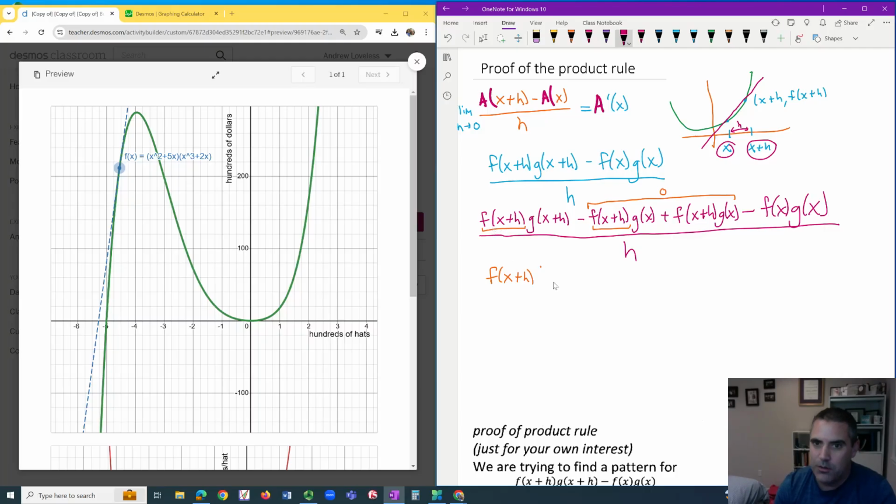Okay, so when I take those 2 things out, what do I get? I get g of x plus h minus g of x. You're like, he's just pushing symbols around. I'm trying to relate it back to the derivative for g and f, and I'm starting to see some things appear. Now, for this one over here, what do I see they have in common? They both have a g of x. So let's yank that out. G of x. And then we're going to have an f of x plus h minus f of x.